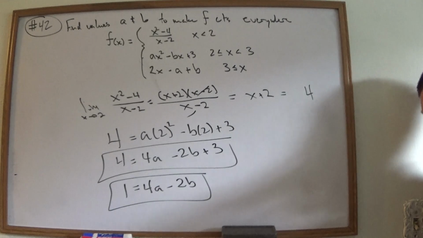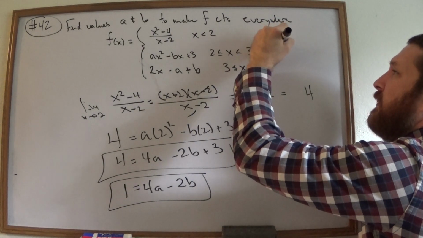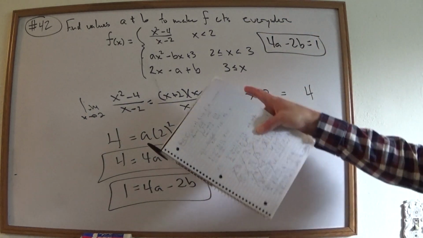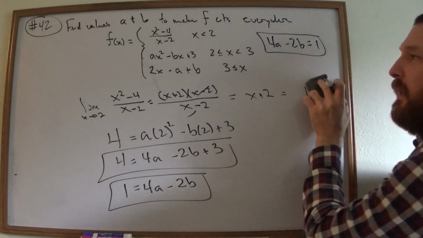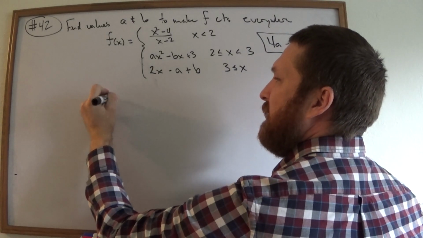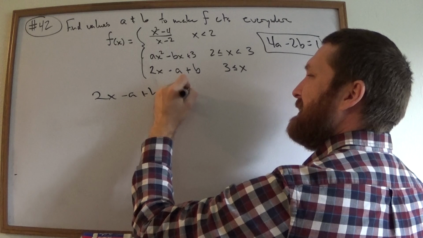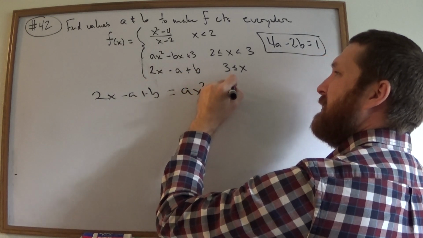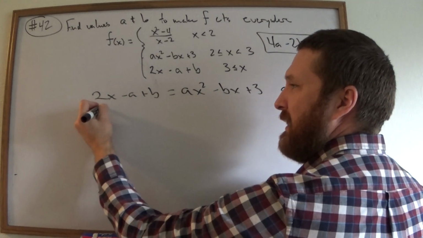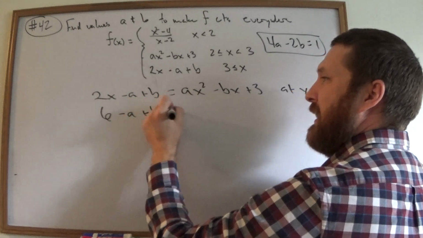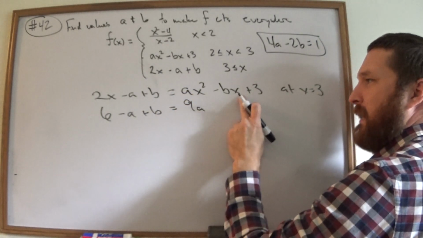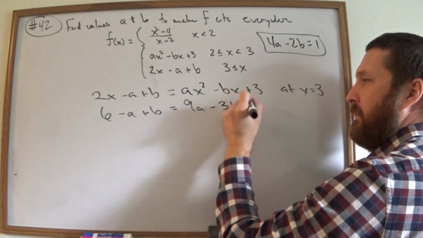Two unknowns. How many equations do we need? 2. So we have one equation, 4a minus 2b equals 1. But now we just do the same thing. We need these guys to match up at what number? 3. Those two outputs have to be equal. In other words, we want the output of this to be the same as the output of this at x equals 3. So we plug in a 3 and we get 6 minus a plus b has to be 9a minus 3b plus 3.